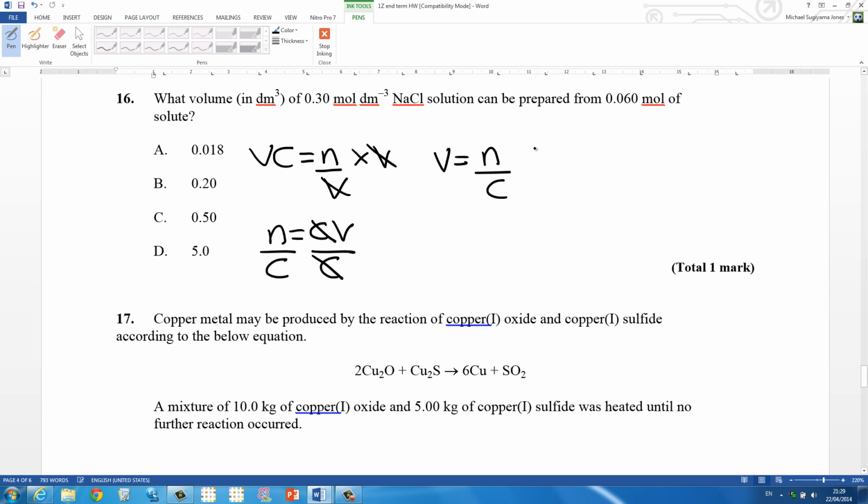And we have our N, which is 0.060. And we have our C. Just check, yep, it's in moles per decimeter, so that's concentration there. And if we do the math on that one, we end up with 0.20 decimeters.